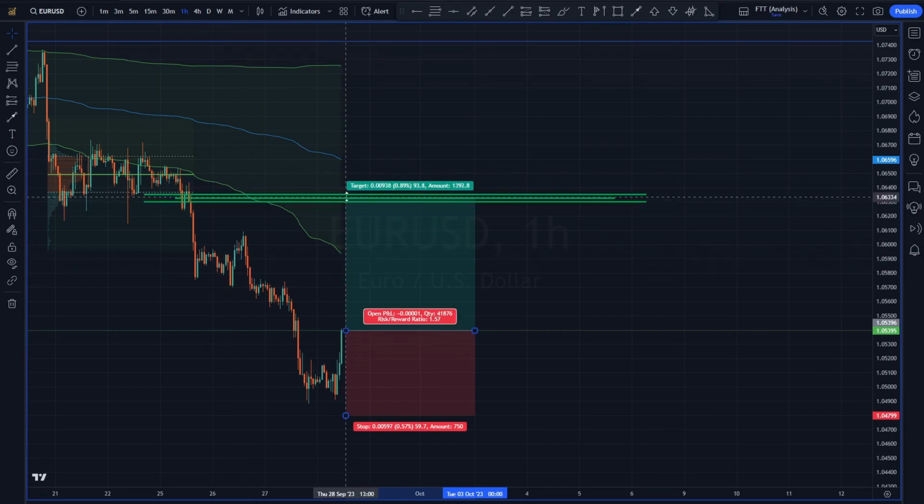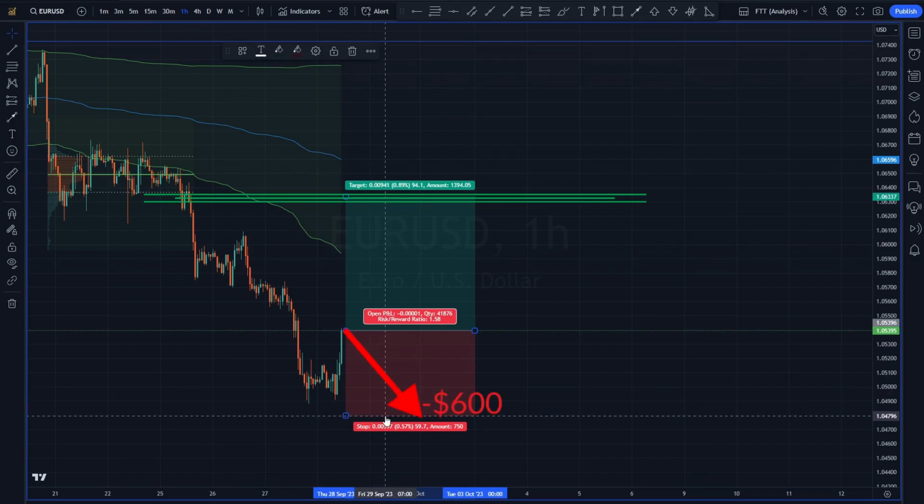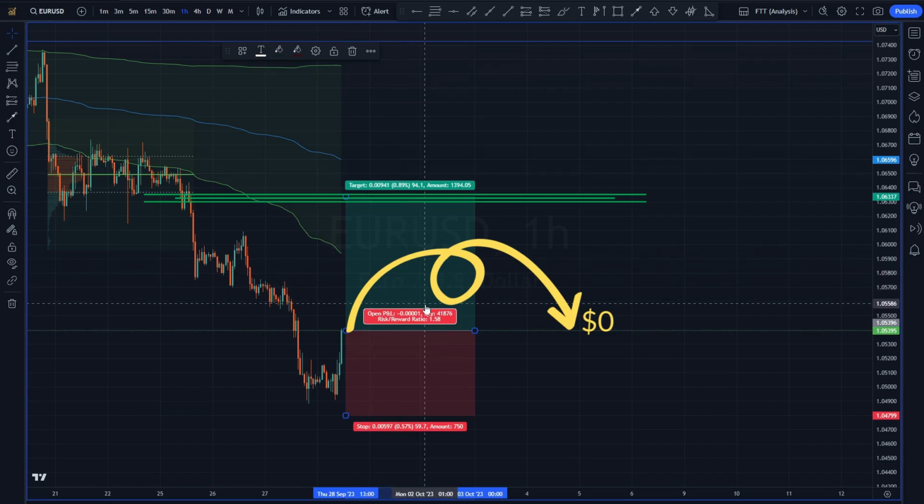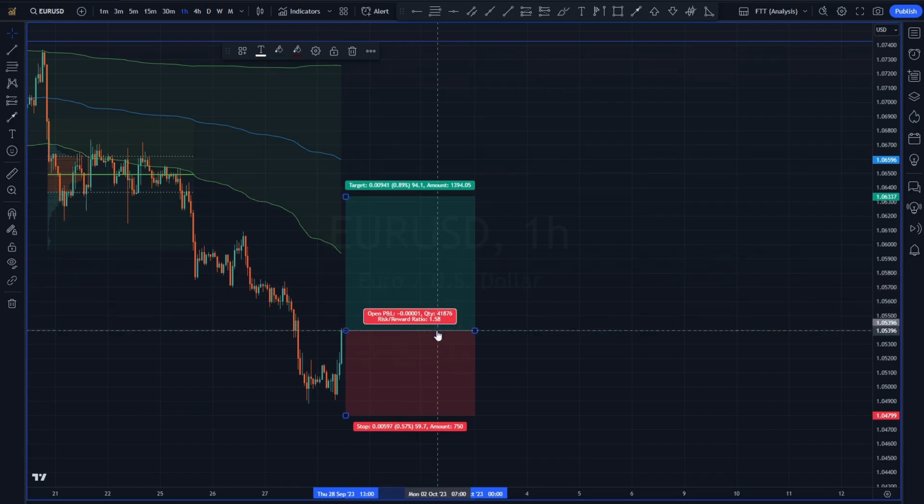If the price goes down and hits the stop loss, they have a losing trade of minus $600. If it goes a little higher, they will probably tighten the stop loss to break even soon. If the price then comes back to their entry point, they will end up at zero profit.